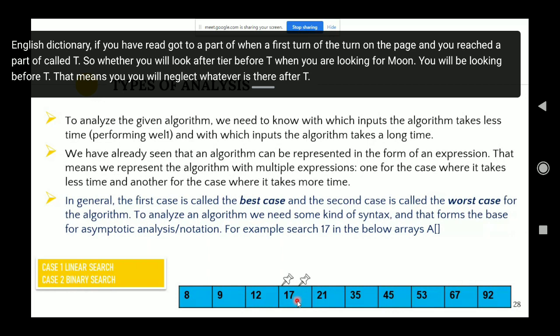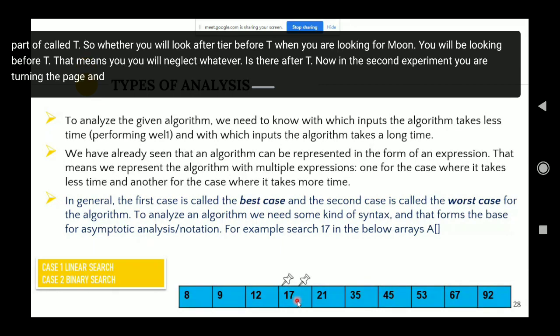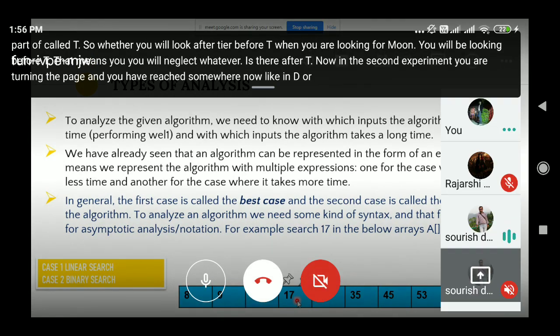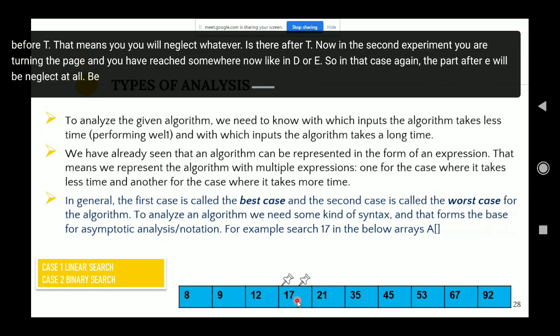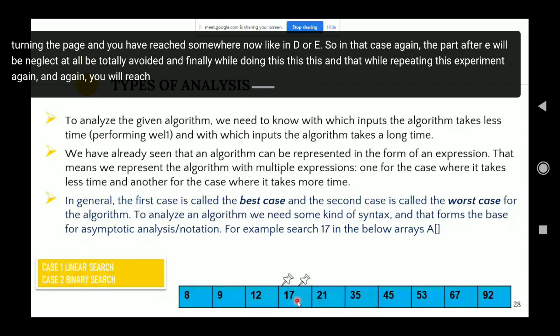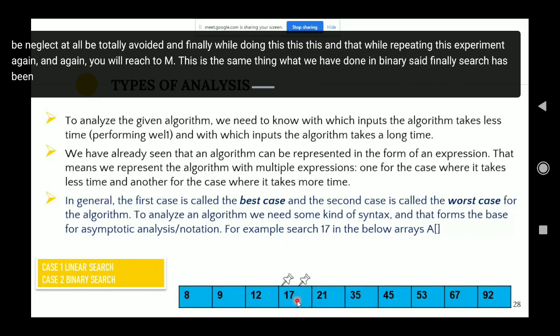Now, in the second experiment, you turn the page and reach somewhere like D or E. In that case, again, the part after E will be totally avoided. And finally, while repeating this experiment again and again, you will reach M. This is the same thing we have done in binary search. Binary search has been inspired by how we search for a word in an English dictionary. Simple. That's all. Is it clear?